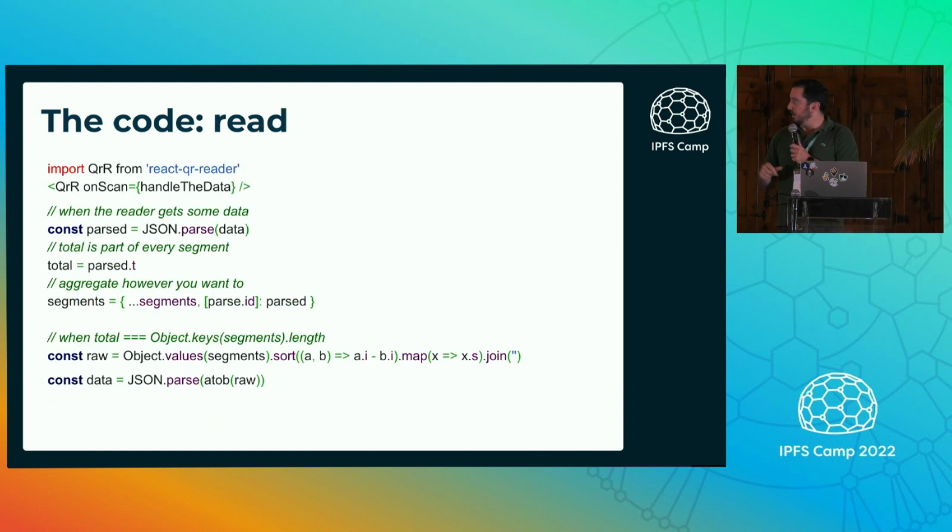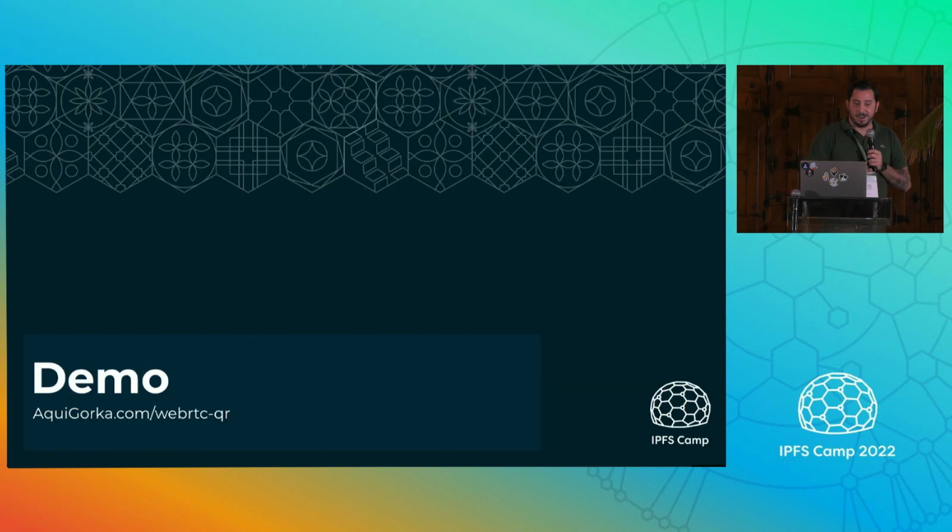On the other side, again using a random dependency in order to read QR codes, whenever data is read you do the whole process the other way around. You parse the data, and you now have access to the total number of QR codes that you should be reading. You aggregate the whole thing. When you know you have all of the segments, all you need to do is concatenate everything and deserialize. All right. Let's see if it works.